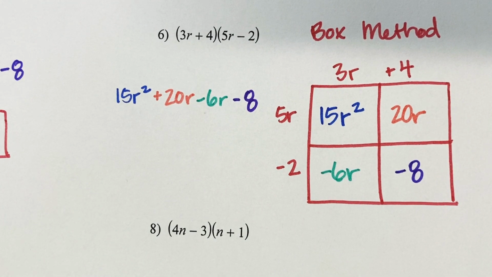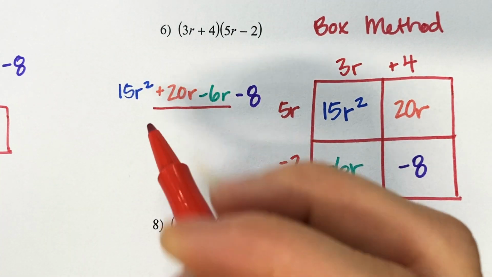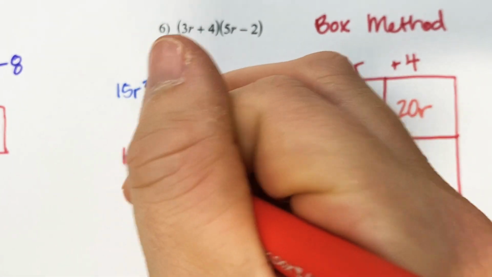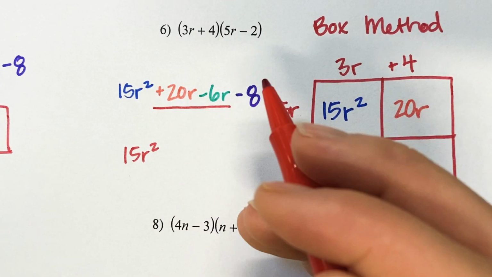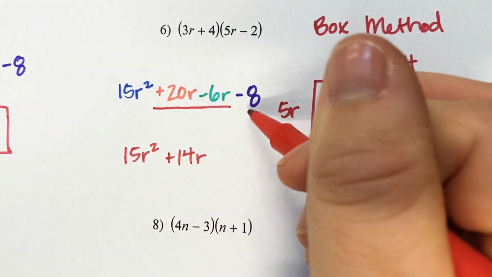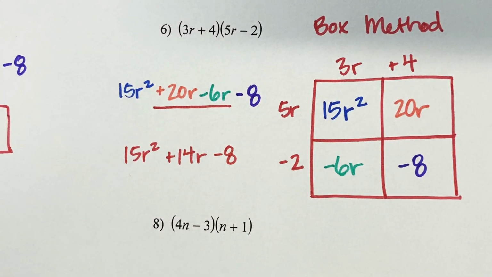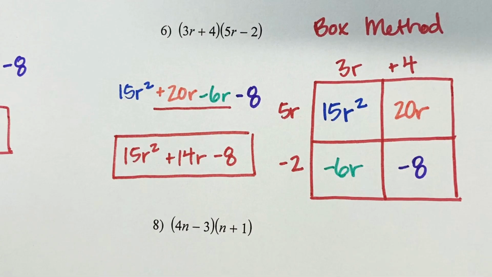Okay, and then our very last step again is to just combine the like terms. So we have 20 and negative 6 in the middle. Let's rewrite 15r squared first. So we have 15r squared. What is 20 minus 6? It's going to give me a positive 14r with negative 8 on the end. And there is our simplified quadratic.